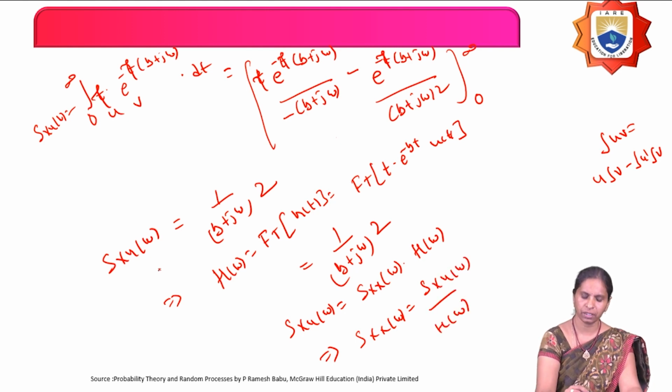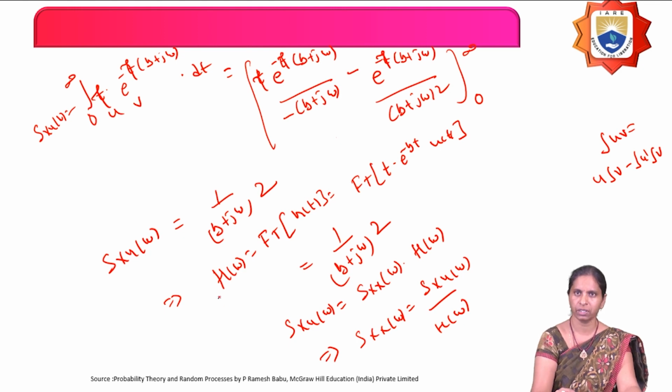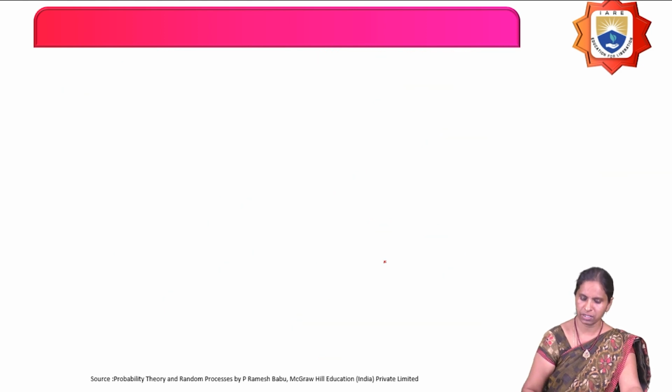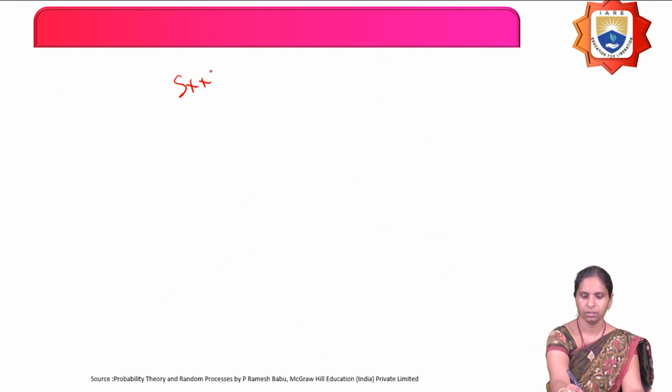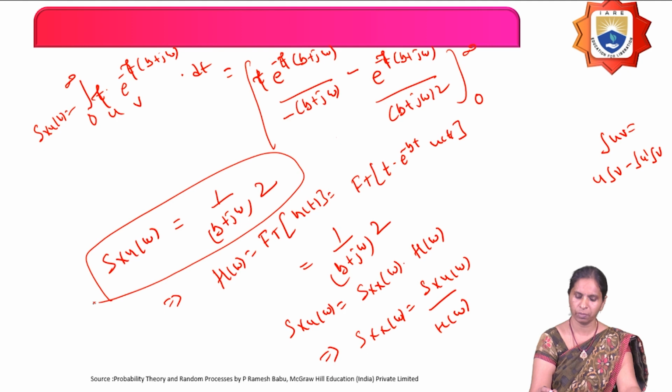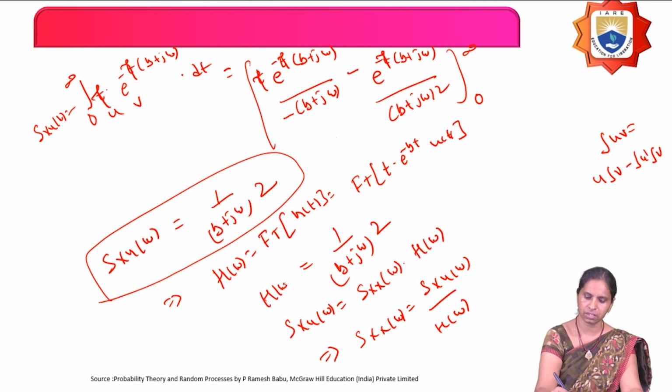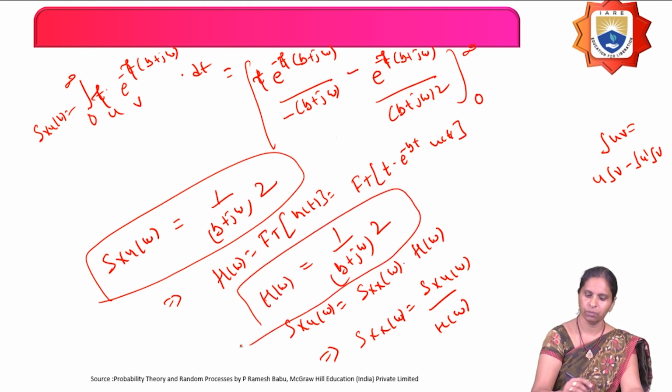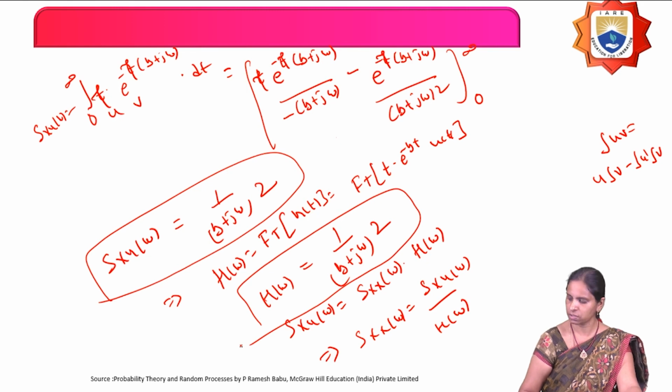What is the cross PSD of the input and output? 1 by (b plus j omega) square. And what is h of omega? 1 by (b plus j omega) square. Therefore, what is Sx of omega you got? It is equal to 1. And here what is Sxy of omega you got? 1 by (b plus j omega) square. And what is h of omega, the transfer function you got? 1 by (b plus j omega) whole square.